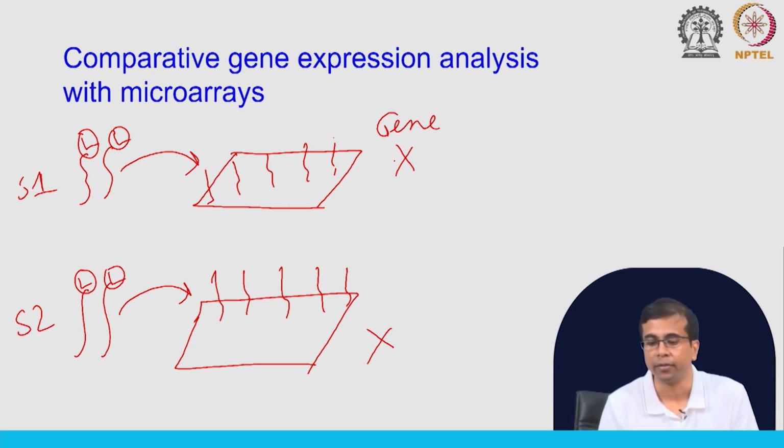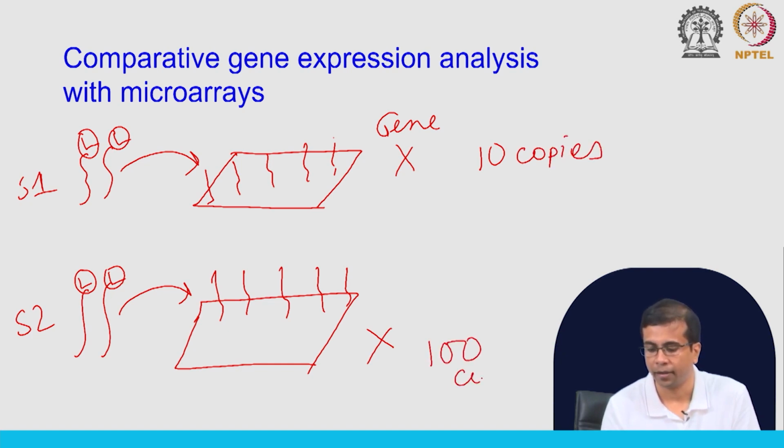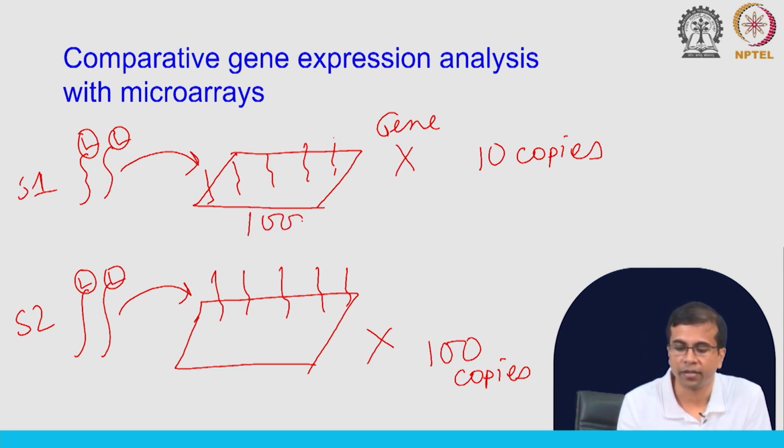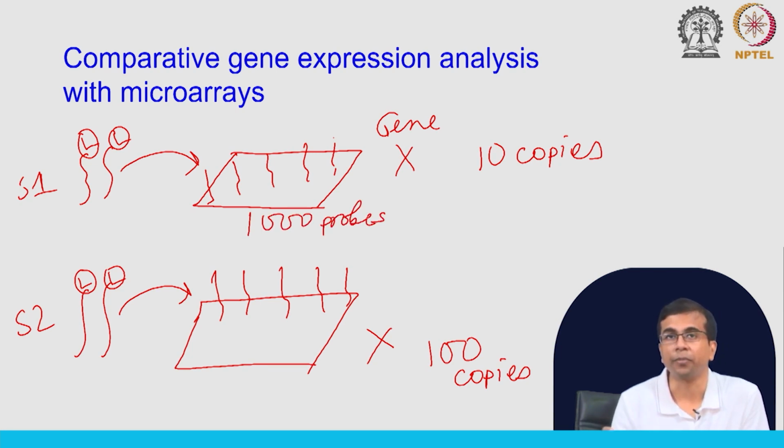So here you have only 10 copies of this mRNA produced, and in sample 2 you will get 100 copies of mRNA produced. In the first hybridization you will see only 10 copies, and on the array you have 1000 such probes against this gene X. If only 10 copies are produced, not all of these probes will be hybridized, only a fraction of them. So, the signal will be proportional to this number of copies.